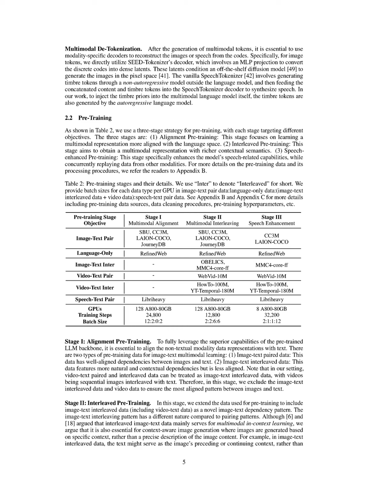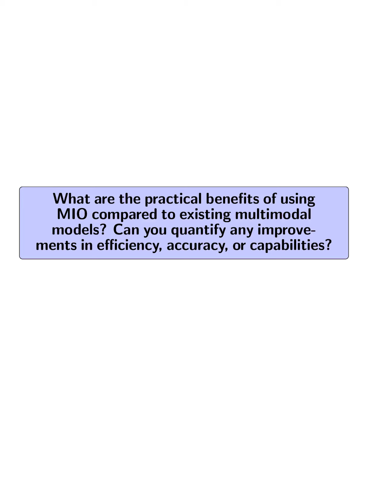The entire process is facilitated by the model's three-stage pre-training, which ensures that it effectively learns to align and generate across these diverse modalities. What are the practical benefits of using MIO compared to existing multimodal models? Can you quantify any improvements in efficiency, accuracy, or capabilities?